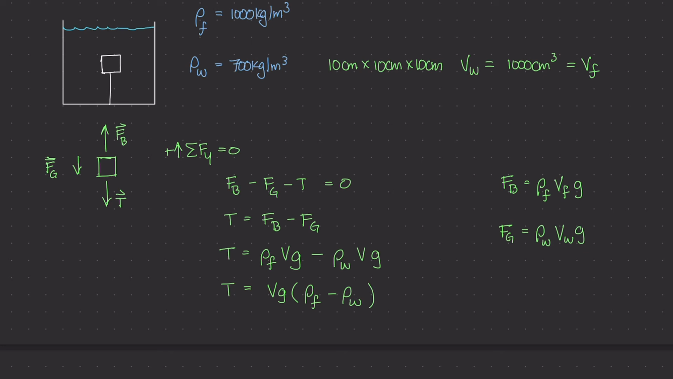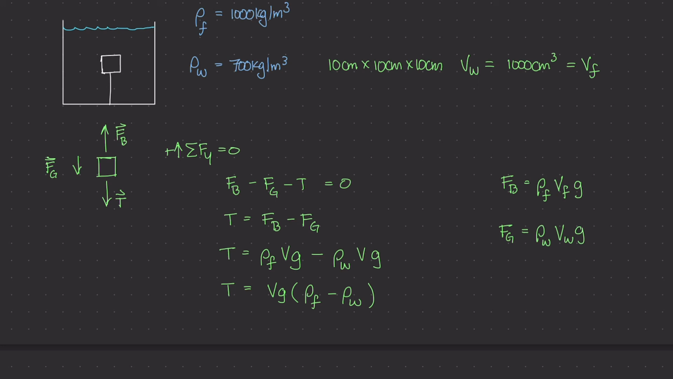I want to stop here for just a quick second. I want to look at this. This is actually pretty interesting because what this equation is telling us is that the tension in this string that's holding down the block is really dependent on the difference between the mass density of the fluid and the mass density of the object, given that this object is fully submerged in the body of liquid. And that's because the volumes are the same, right? We have the block completely submerged in this water, and so the block volume is going to equal the water volume.